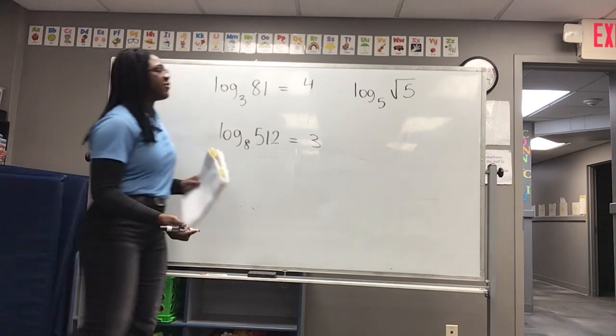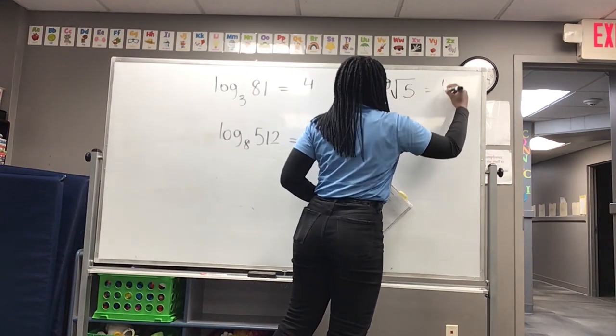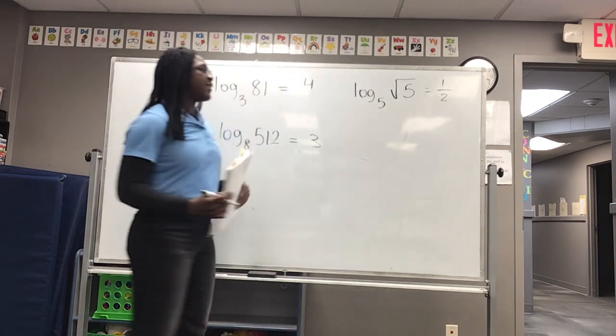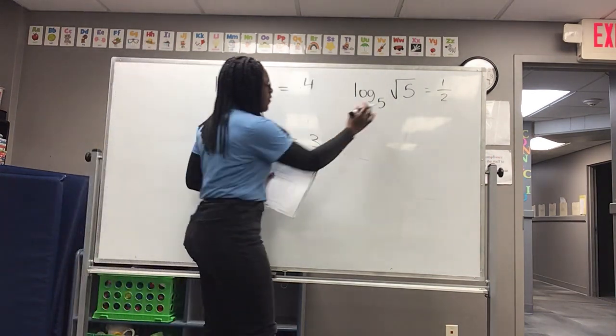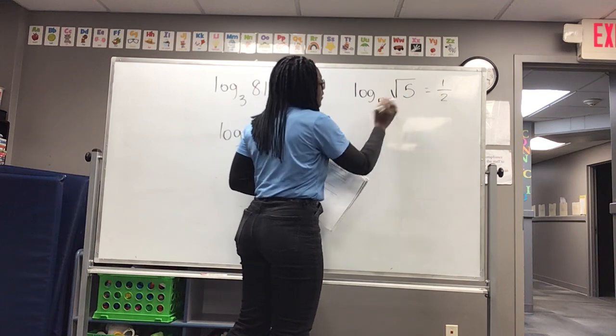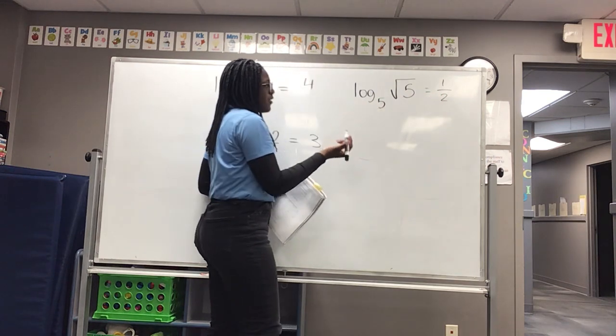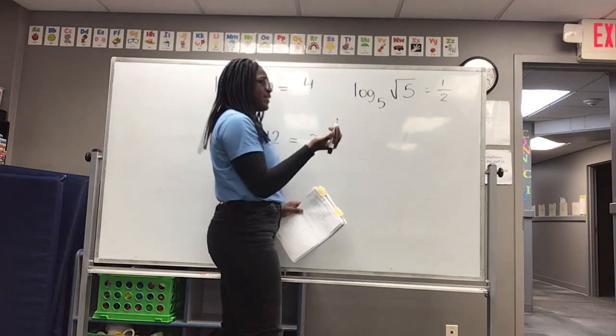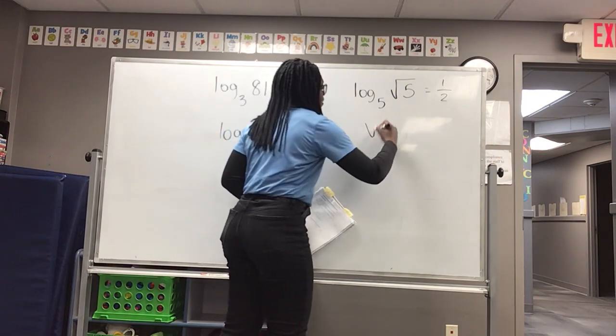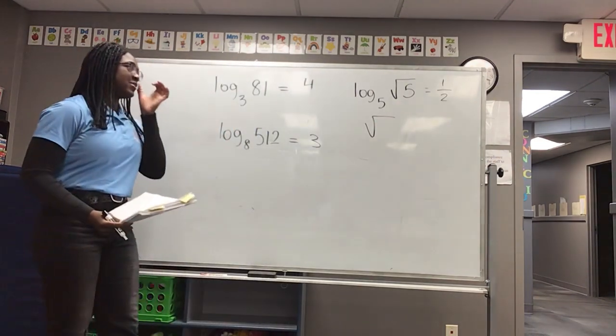Yeah, 1/2. And so how that happened is we want 5 to the power of 1/2. 5 to the power of 1/2 does equal square root of 5, because to the power of 1/2 is the same as the square root. And so that's how we solved that one.